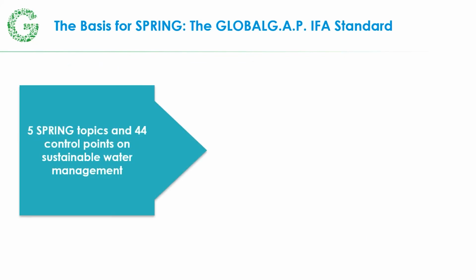Okay? Then, Spring has 44 control points in five different topics. I am going to give you a short overview about the requirements in each of these topics. The first part is the newest or sometimes most difficult part for producers, because producers must start thinking outside the farm and not only inside the farm. We know that producers have no control over outside the farm, but they can start working on that.